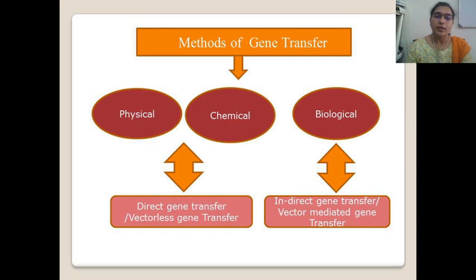Vectorless gene transfer is the introduction of a foreign DNA into the host organism without the involvement of a biological agent such as Agrobacterium, leading to stable transformation.